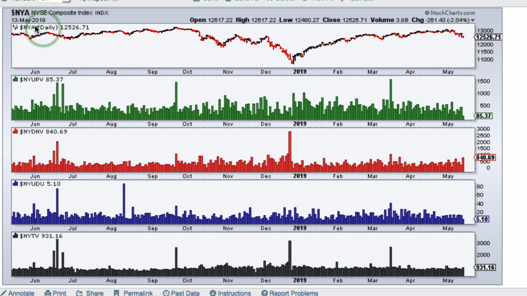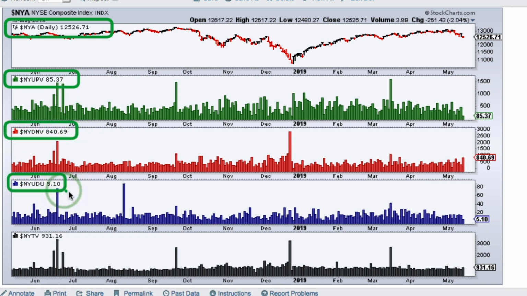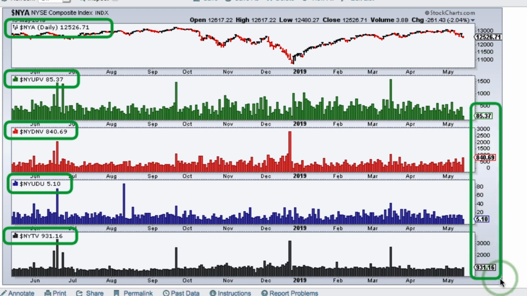So if we look at this NYSE volume chart here, at the top window we've got the New York Composite Index, and then we've got New York Stock Exchange up volume, New York Stock Exchange down volume, and New York Stock Exchange unchanged volume. So we got up volume at 85, down volume at 840, clearly a big down volume day. And you add all three of these together and you get total NYSE volume at 931. And you can also see these numbers over there on the right scale.